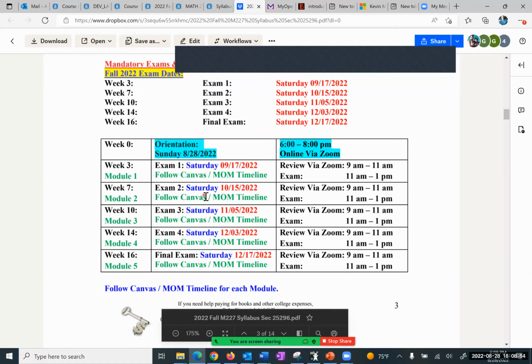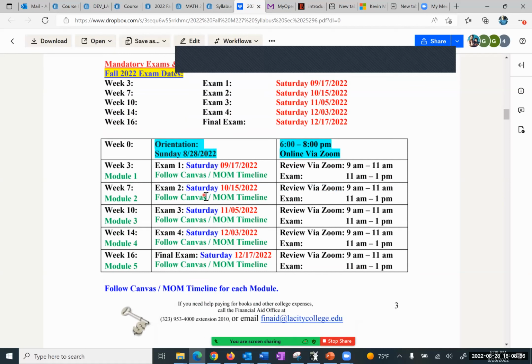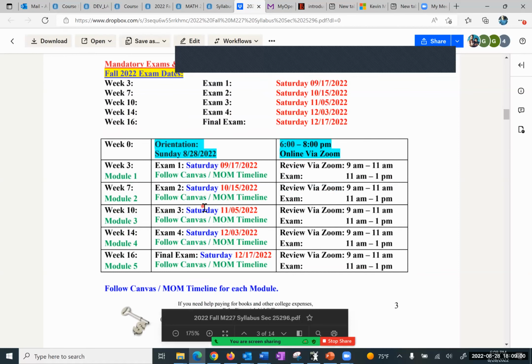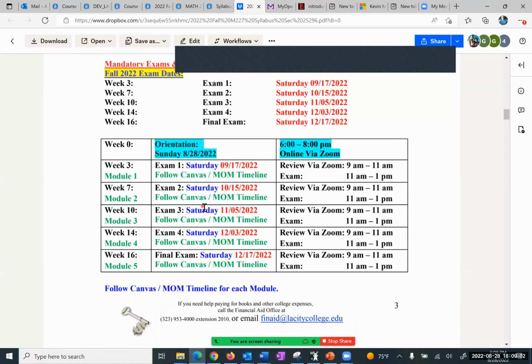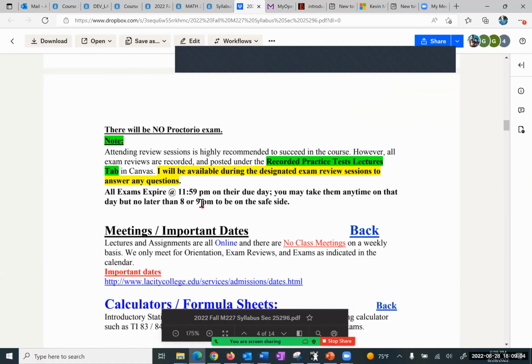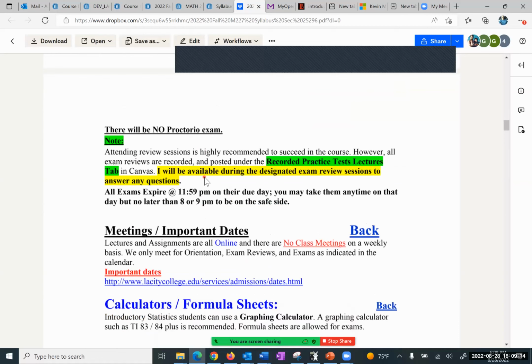And then you have the whole day, as long as you start a few hours before the expiration that takes place at 11:59. You can take the exam, and there is no proctoring. All exam reviews are already recorded and will be posted in case you don't make it to the review session.